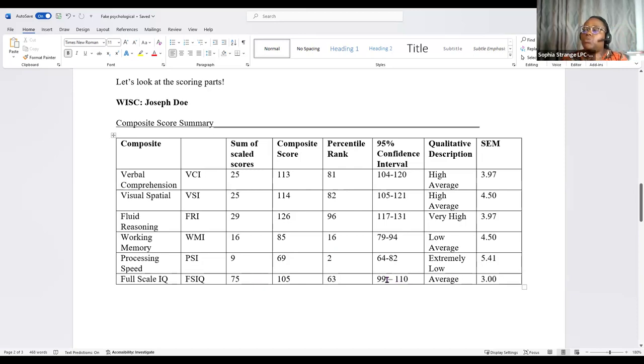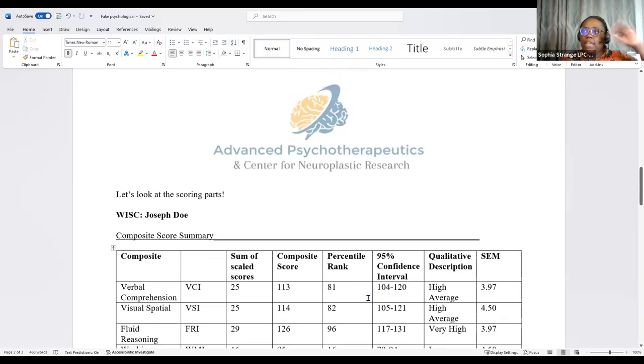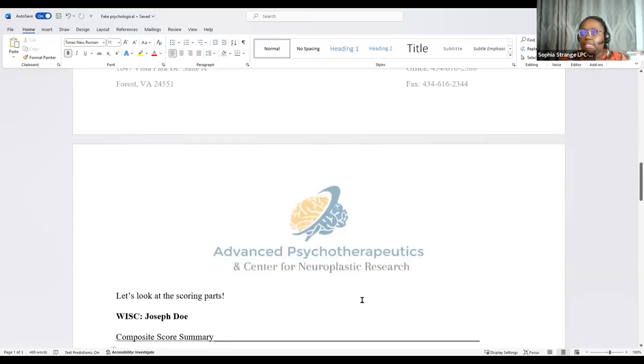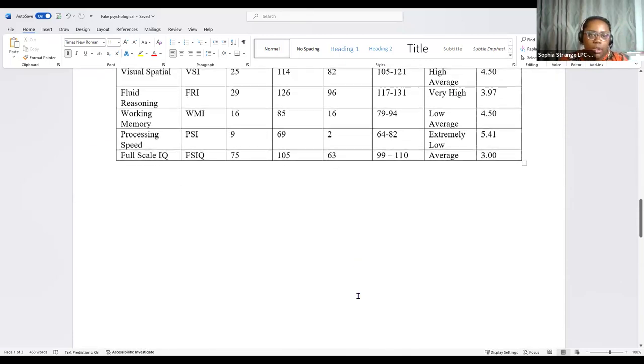So what the assessor would do between the 99 and 110 is add those two numbers, get the average, and then somewhere in the assessment piece, the part that looks like this up here, it'll mention what that full scale IQ is, and that's the average of those two numbers.